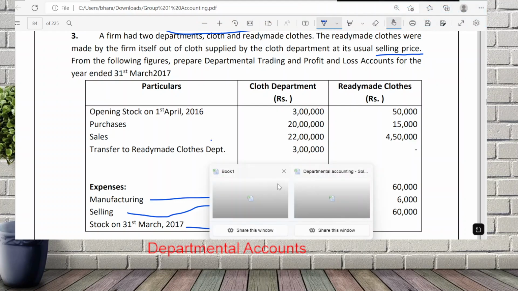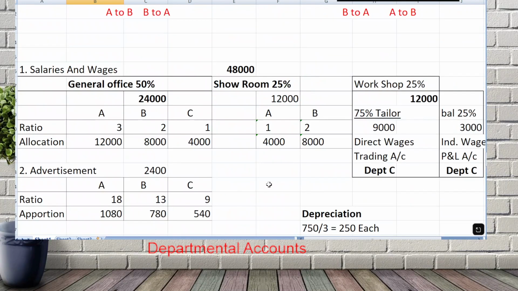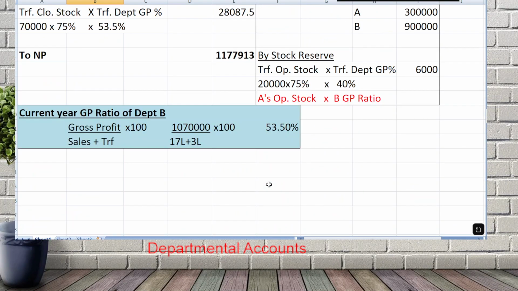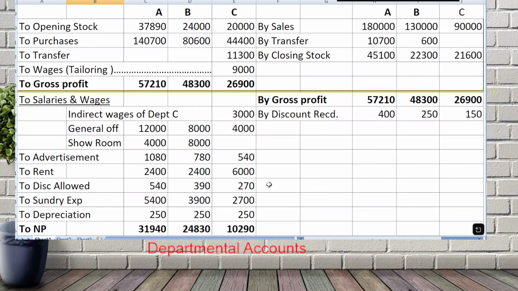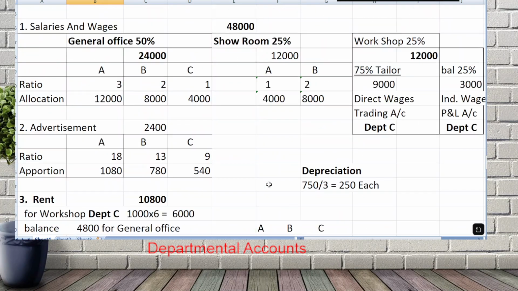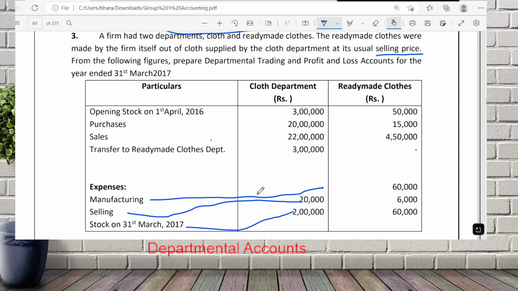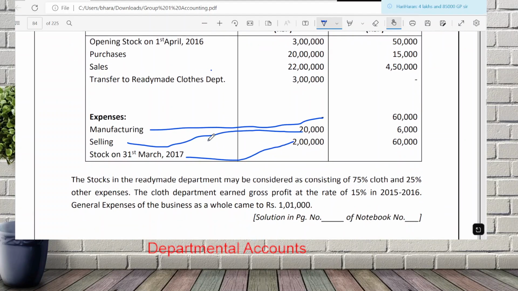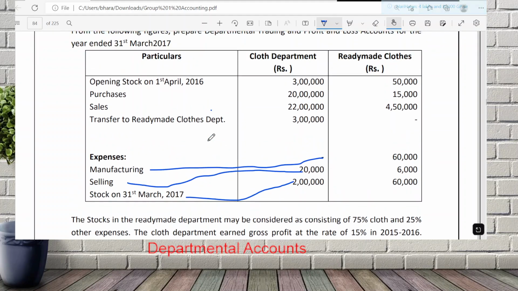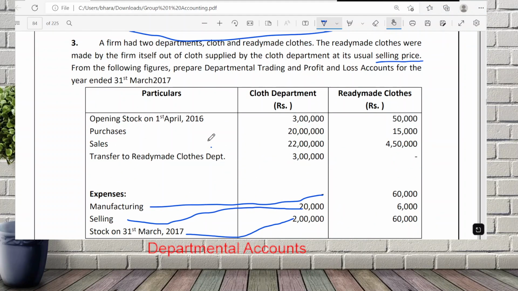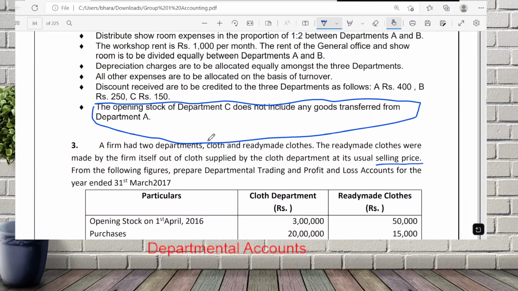The first one, I'll explain, no issues. You're telling about the salaries and wages, right? Question number 3, first one. Which one? Can you unmute and ask me? Yes, sir. Sorry. Can you scroll down? It's the first statement, saying stock in the ready-made department is 75%.